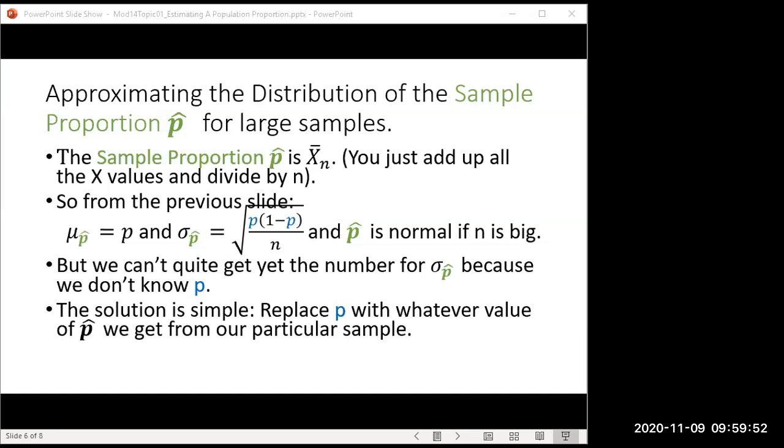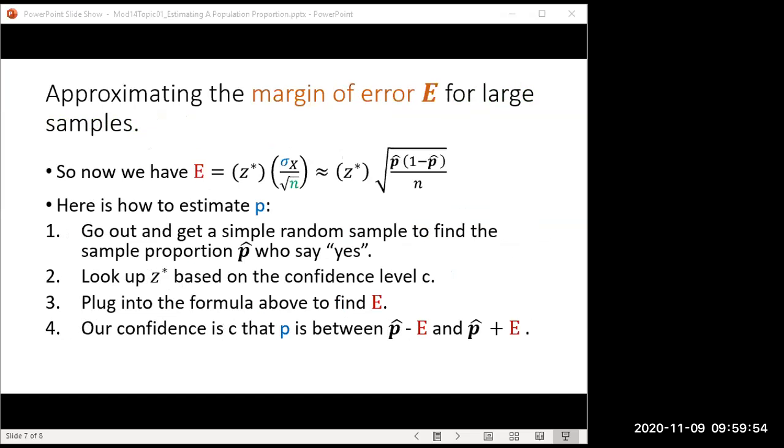So when we write down our formula for sigma, that's all of this big square root, and it really ought to have a p inside, but we're using the p hat as an approximation. And once we do that, then we've got all the numbers we need to find the margin of error.